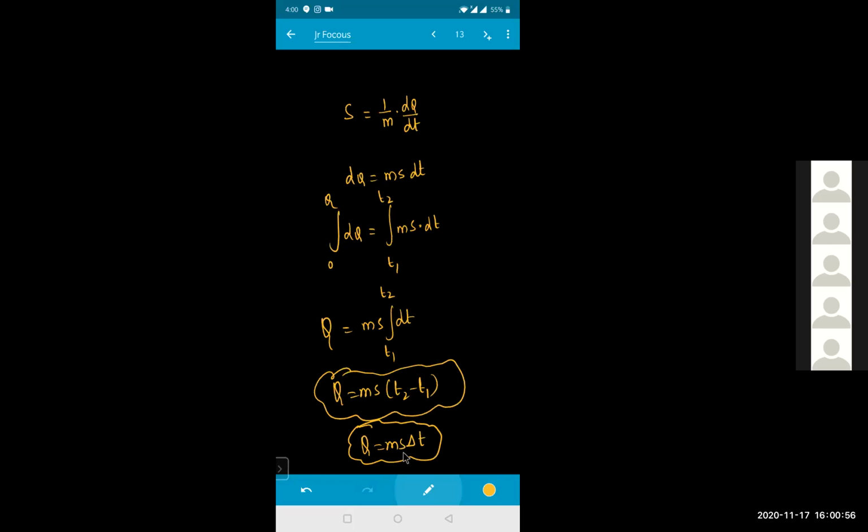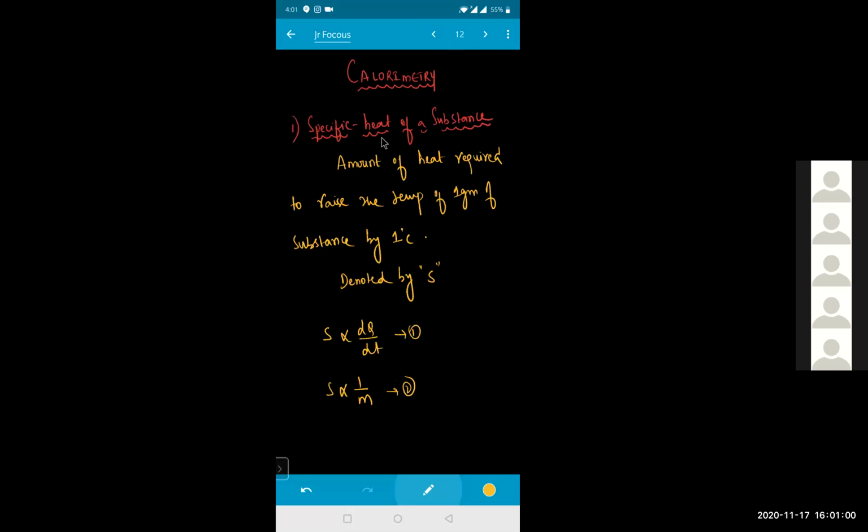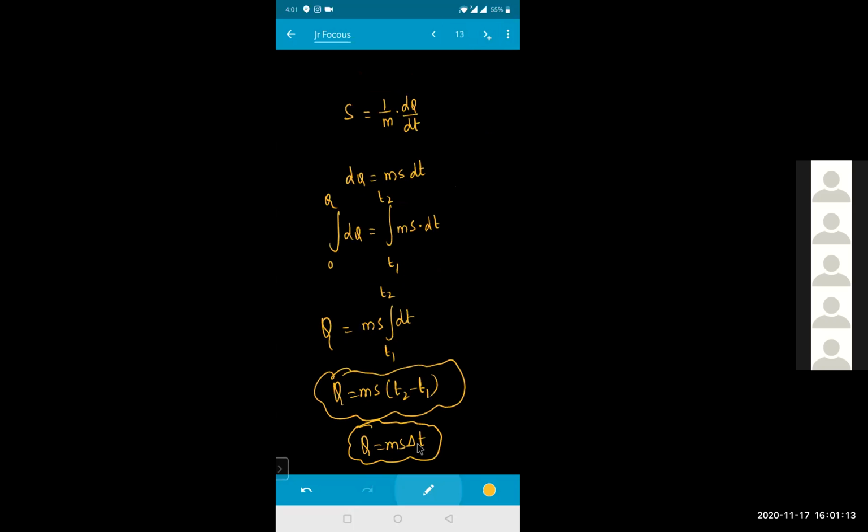Now look, specific heat is nothing but the amount of heat required to raise the temperature of 1 gram of a substance by 1 degree centigrade. So the proportionality constant is nothing but S. Directly we can write the relation here: Q is equal to S into delta T. I can also write it as Q is equal to M into S into delta T. This means specific heat becomes S is equal to Q by M into delta T.